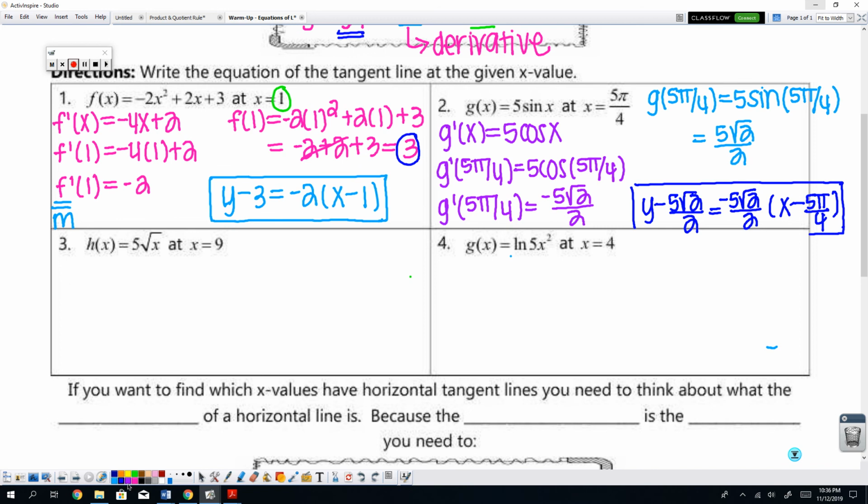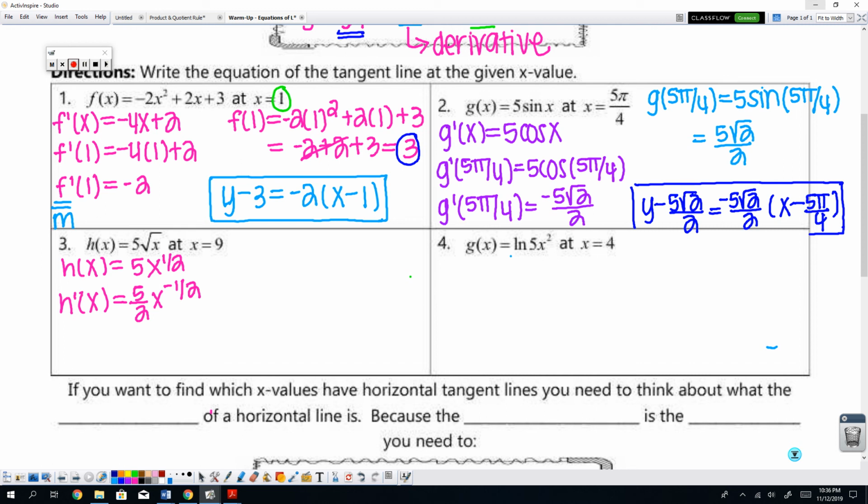Now we're going to do the same thing for 3. So we're going to do h prime of x. Now remember, I'll rewrite it first actually. So no derivative as my first step, I'm just going to rewrite. So h of x equals 5 x to the 1/2. So my derivative is, oh, power rule, 5/2 x to the negative 1/2.